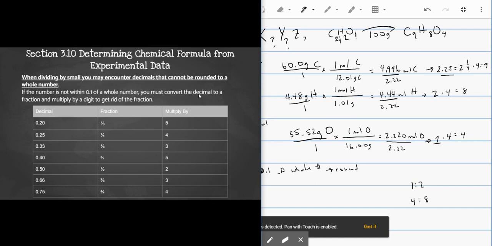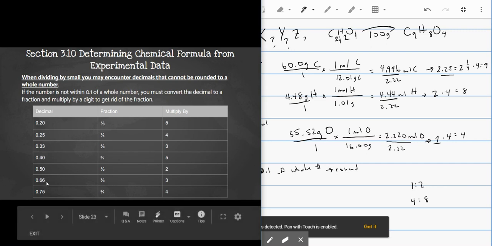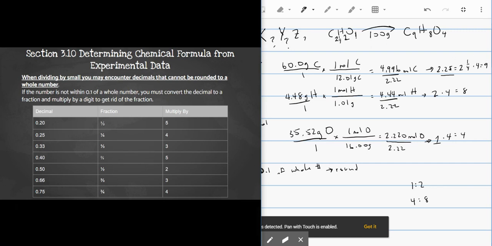Okay, now here are other possible fractions that you might see after when you divide by the smallest number. You might get a 0.2, which would be 1/5. So to get rid of that fraction of 1/5, you'd multiply all of your numbers by 5, and the fraction should go away. We already saw 0.25. We changed it to a 1/4. We multiplied by 4 to get rid of it.